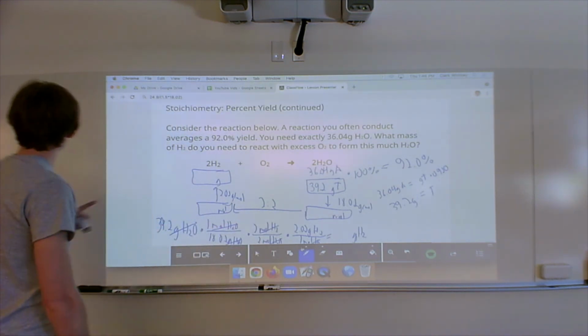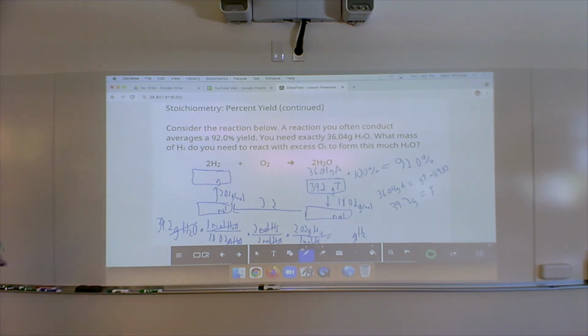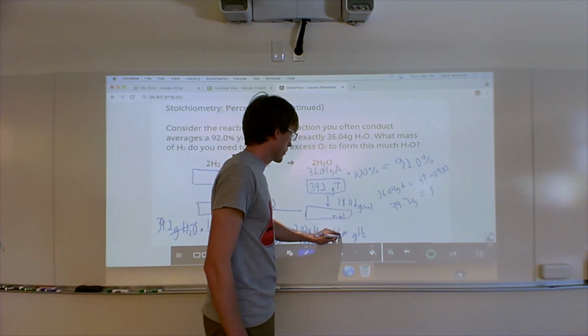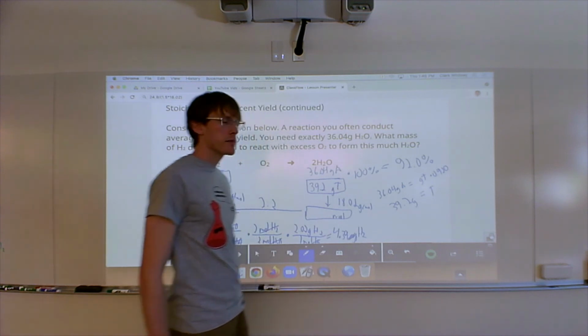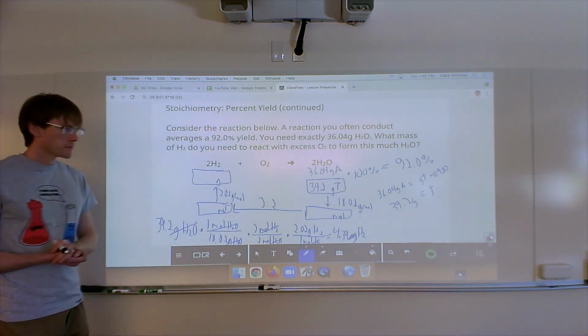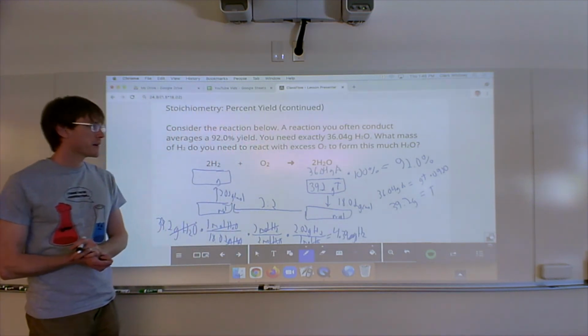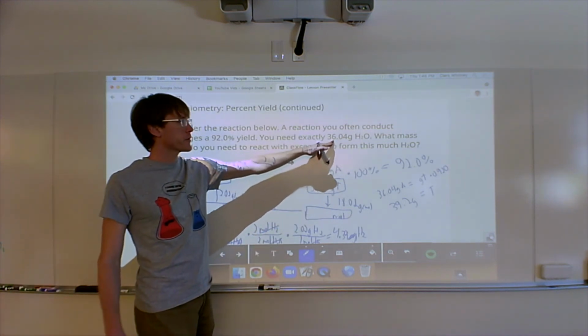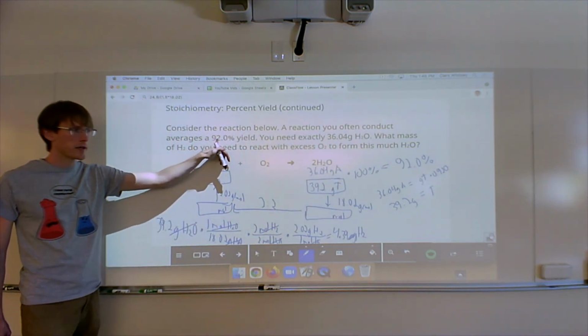The answer is going to come out to 4.39 grams of hydrogen. That does have the right number of sig figs. I've got 4 sig figs here, but I'm limited by the 3 here.